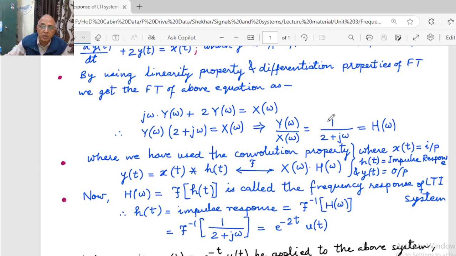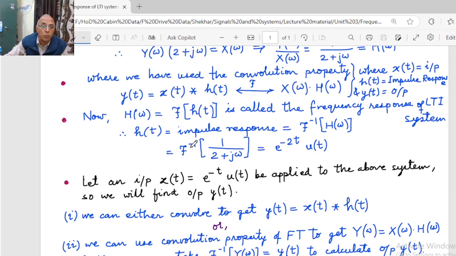Sometimes the system's frequency response may be known, sometimes the impulse response may be known, and we apply some input x(t). So we want to find out the output. Suppose we apply x(t) equal to e to the power minus t u(t), and we want to find out the output y(t). So either we can do the convolution as usual, as we have seen, x(t) can be convolved in the time domain.